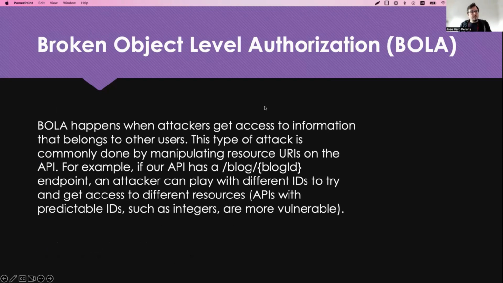So broken object level authorization. What is this? This is the ability of a user to access a resource that doesn't belong to them. Most APIs have a concept of resource ownership. If you think, for example, about a blogging application, I can make a post, and as the author of the post, I'm the only one who should be able to make edits or changes to the post or to delete it. Broken object level authorization happens when another user can do that.